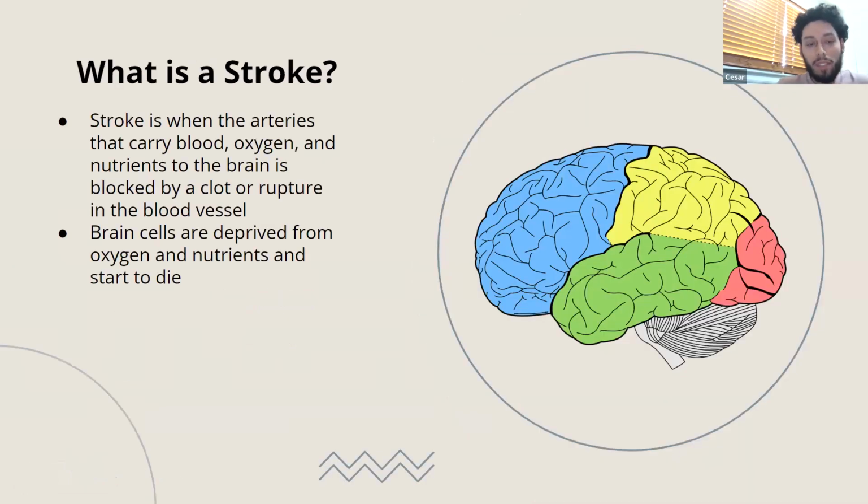So what is a stroke? Stroke is when the arteries that carry blood, oxygen, and nutrients to the brain are blocked. That can be either by a clot or a rupture in the blood vessel. Ultimately, this deprives the brain cells of oxygen and nutrients, and those brain cells start to die.